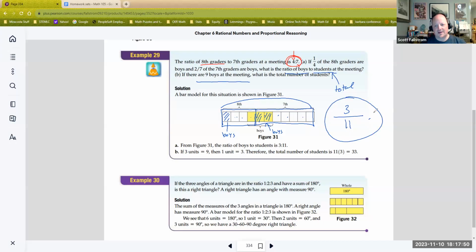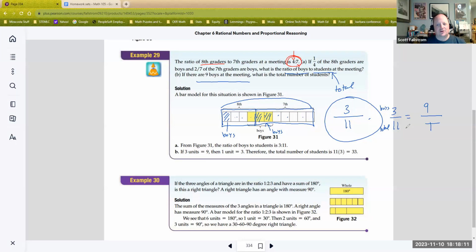Then it says, if there are 9 boys at the meeting, so this is my ratio, my constant of proportionality. If I want to make a proportion out of it, notice and just remind yourself, this is boys to the total. Now they're telling me there's 9 boys at the meeting. What's the total number of students?